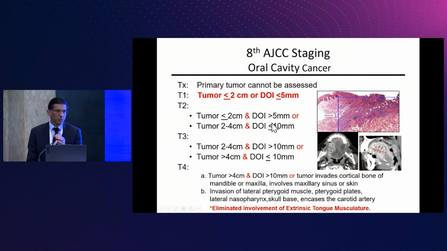Now, what I will do really quickly is talk about the staging system for oral cavity cancers, because it's different if it's HPV negative. As I mentioned, being on the staging committee for the 8th edition, we introduced this new staging system. A T1 lesion is a tumor less than 2 centimeters, or less than 5 millimeters in depth.